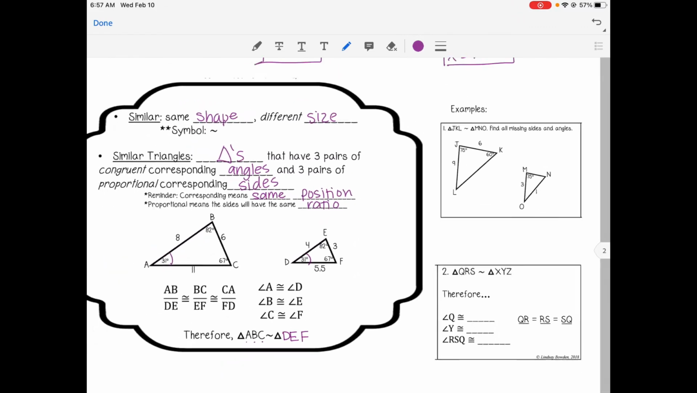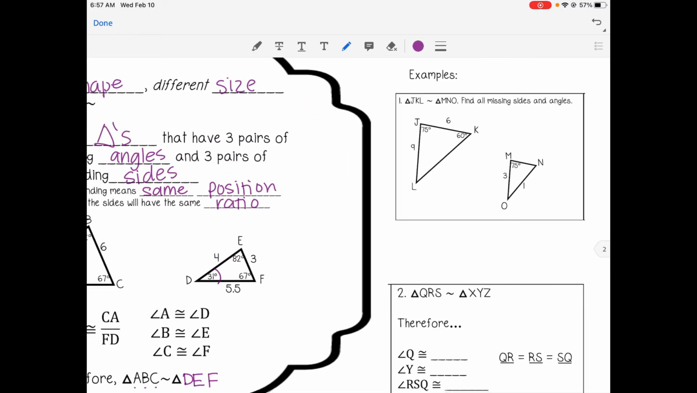So we've got 75 here for J. It says triangle JKL is similar to MNO. So J is similar to M, so we've got 75 on both there. That's good.